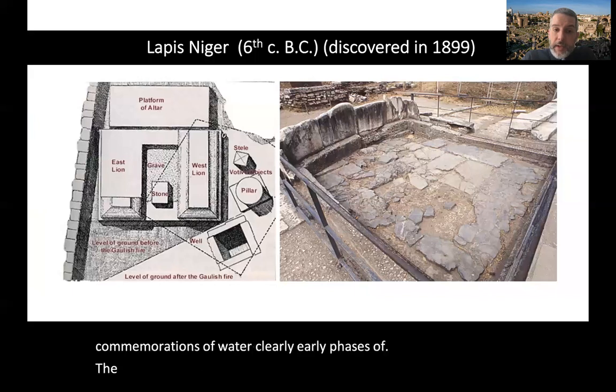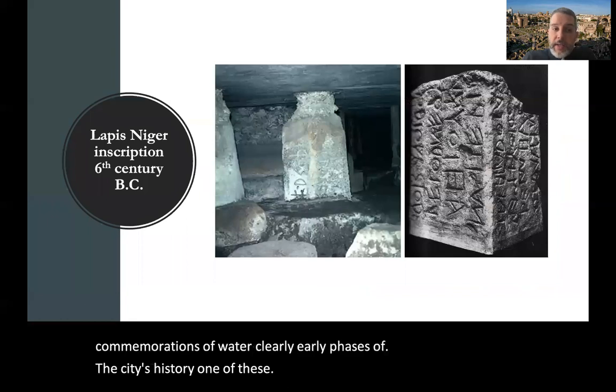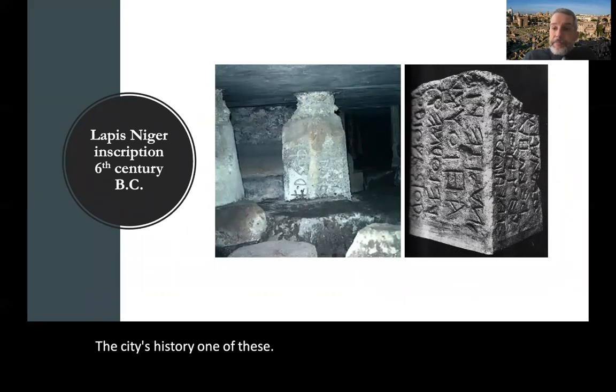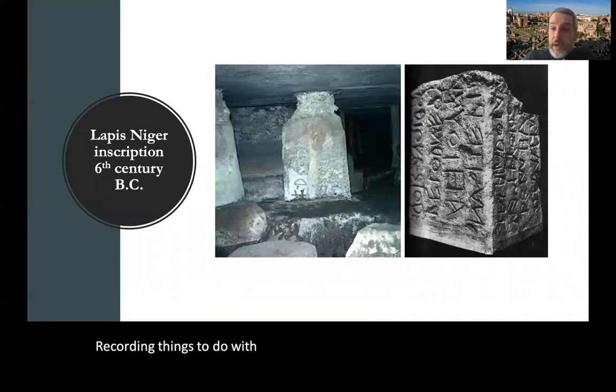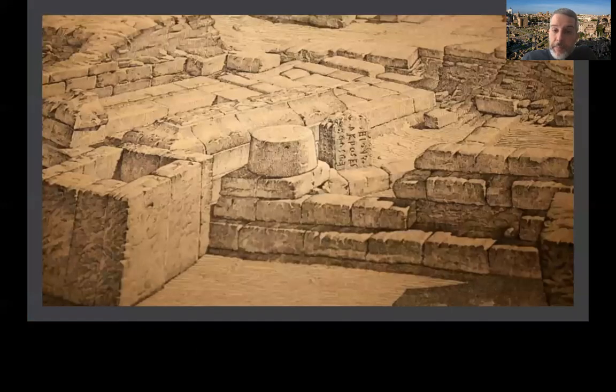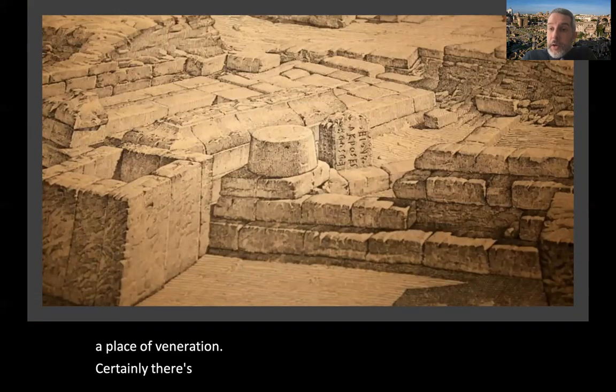One of these monuments dedicated at the Lapis Niger is an inscription in archaic Latin, as you can see here on the screen, recording things to do with a king and things having to do with sacred law, perhaps marking this as a place of commemoration, or even perhaps a place of veneration. Certainly, there's a case to be made that perhaps Romulus is one object of the veneration here in the area of the Lapis Niger.